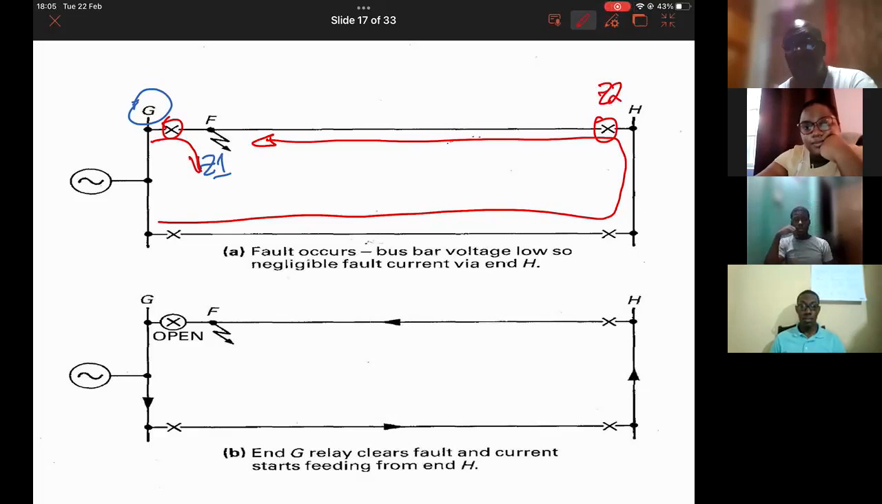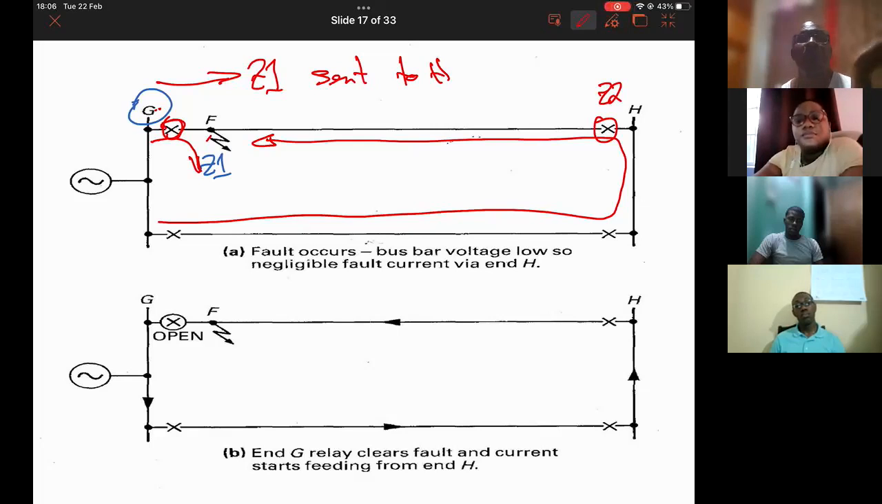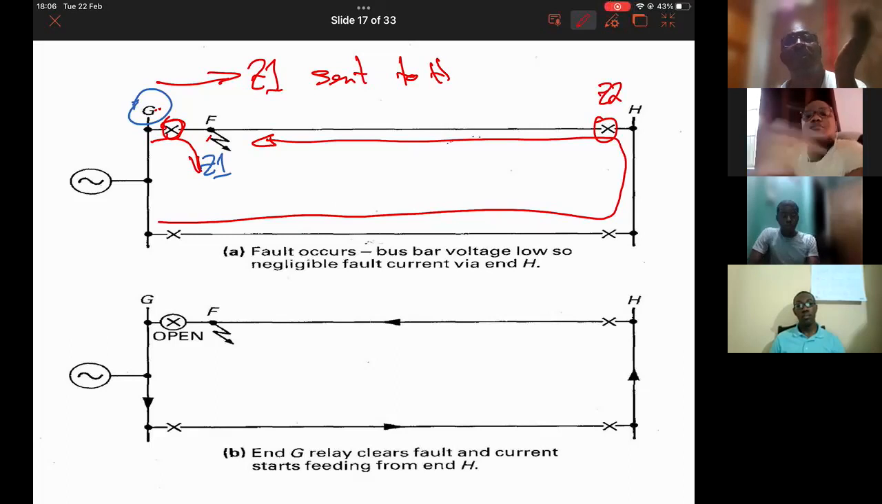Fair enough? Now, if you were to open this breaker in zone 1, the signal from G, that zone 1 signal that is sent to H, technically would have been lost. Because you open the breaker. The breaker is open. You see? So you'd have lost it.